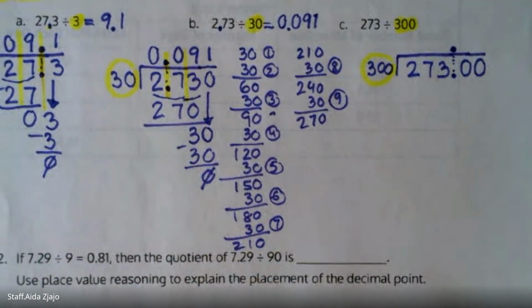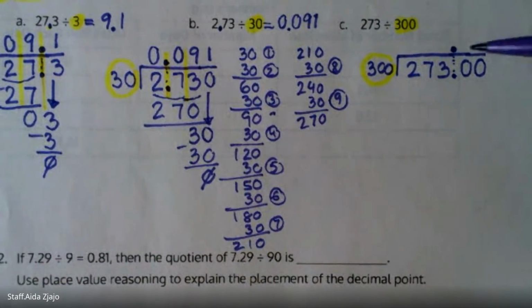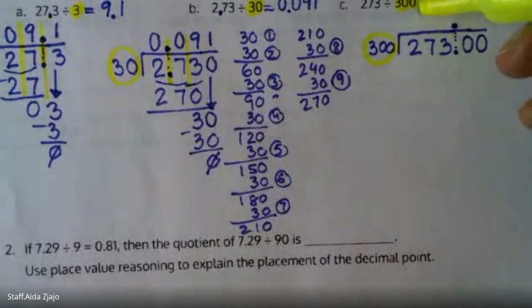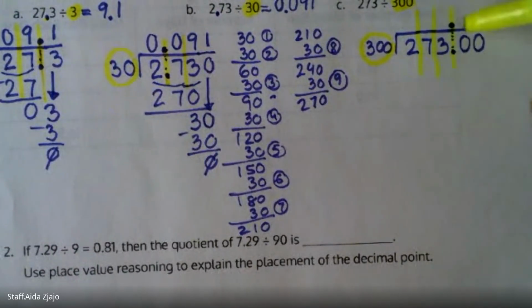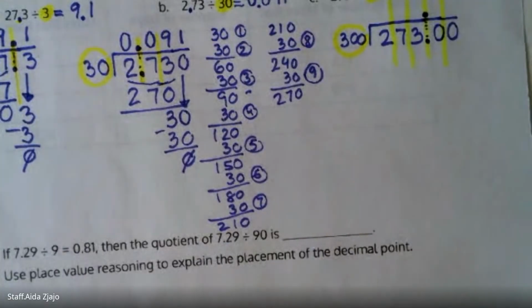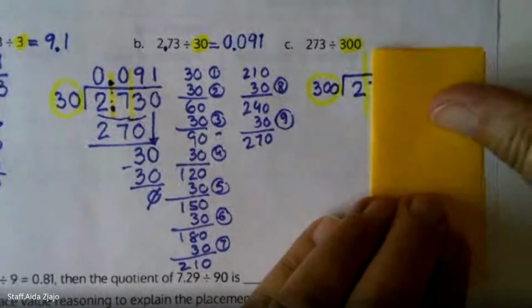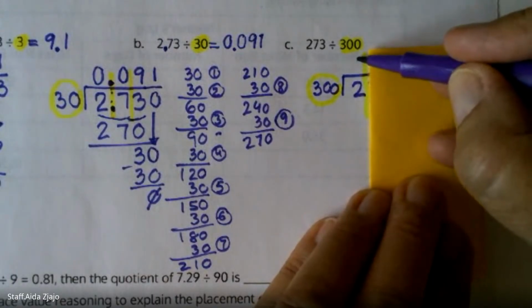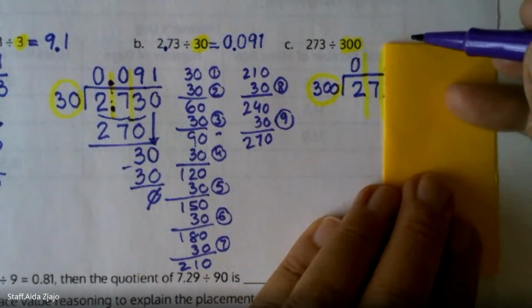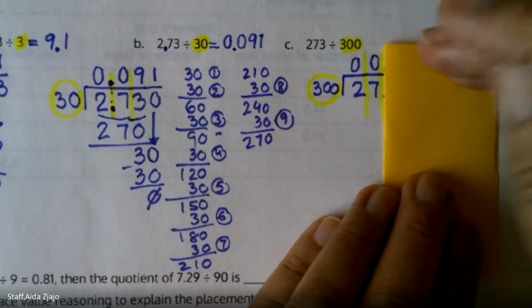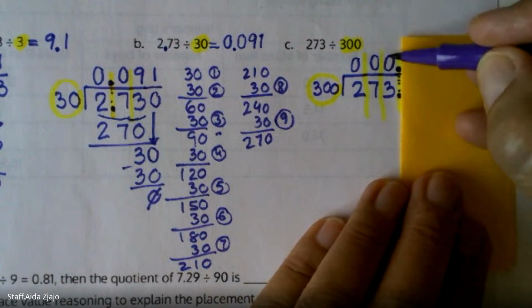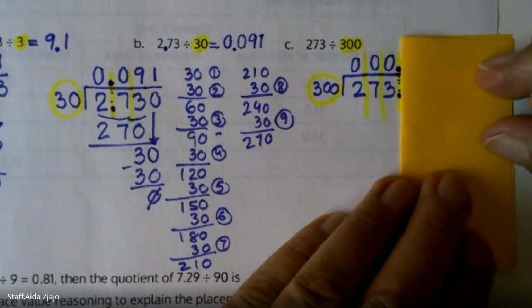If I go and say one number at a time, it doesn't matter how many zeros you put, it's okay. All right, so let's see, make this same pattern. If I have 2, can I make a group of 300? No. If I have 27, can I make a group of 300? No. If I have 273, can I make a group of 300? No, I can make 0 groups.